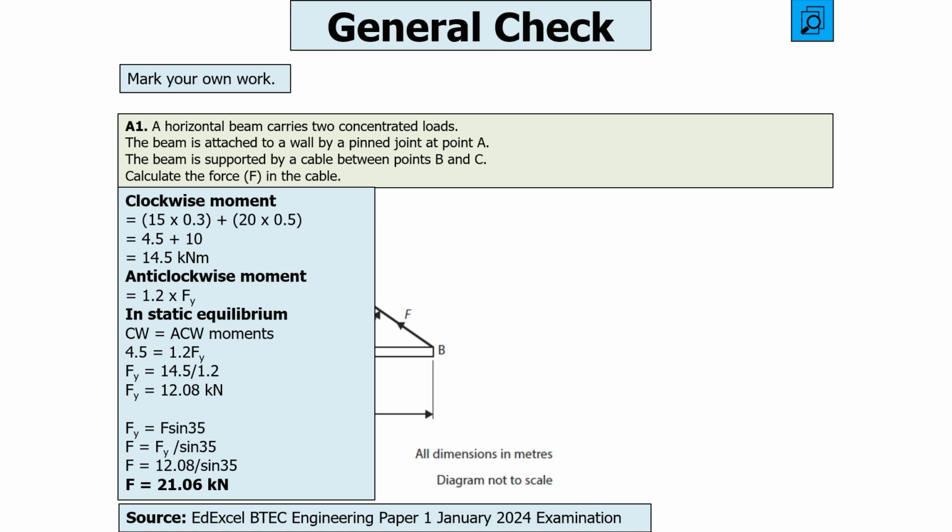Right, again, similarly to those previous questions, we want to look at working out the values, and we know that if it's actually in equilibrium, we know that anti-clockwise equals clockwise moment. We also know that F has actually got a vertical component, so we've got to actually work out what it would work through with the angles. So we can work out the clockwise moment. We can say that the anti-clockwise is equal to 1.2 times F sine 35, so we can work it all through, and then F is equal to 21.06 kilonewtons.